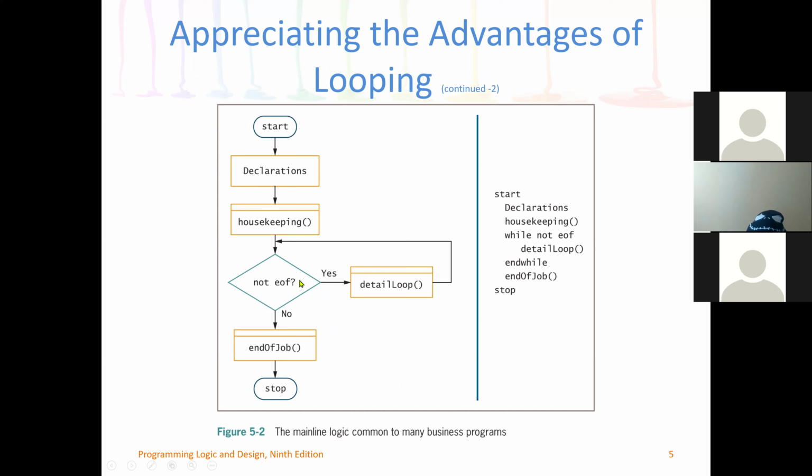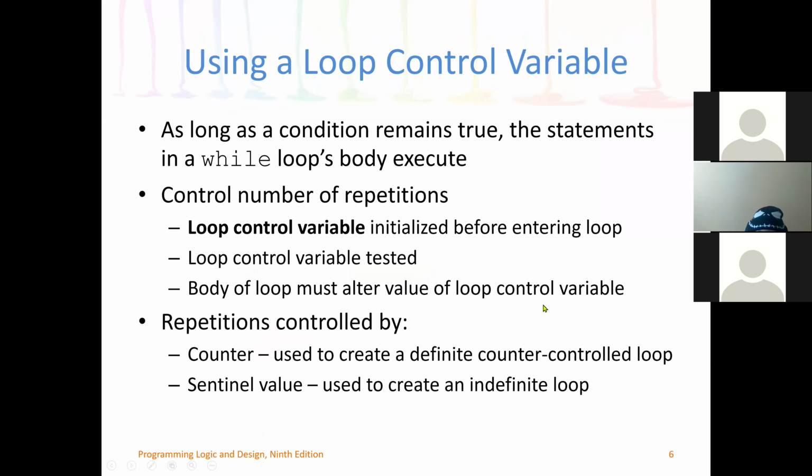Not end of a file is true. Okay, execute the detail loop function. Check again. Not end of a file, true. Execute the detail loop function. Check again. Not end of a file is false. Then come out of the loop and execute end of job function. Stop. So that's what we mean here.